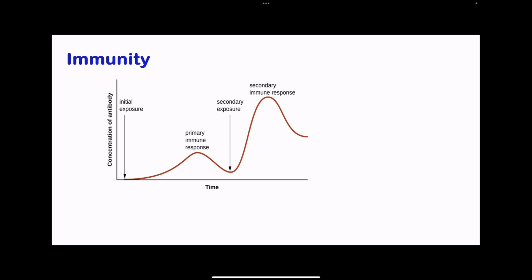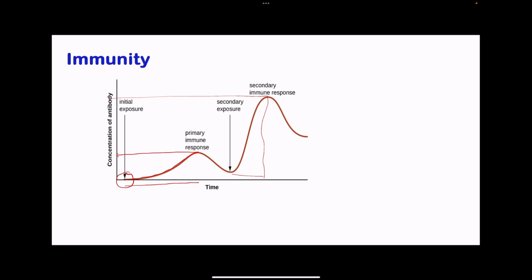Memory cells can be produced if somebody has ever been exposed to the pathogen or if vaccination occurred. So when we look at this, this is initial exposure. The antibody concentration that is produced is quite low. We can see it's just here, and it takes a longer period of time for a lower concentration of antibodies to be reached. While if somebody has been vaccinated before, or if it's their second encounter with this pathogen, the antibody concentration is going to be so high within a shorter period of time, so secondary immune response is going to be faster and more efficient.